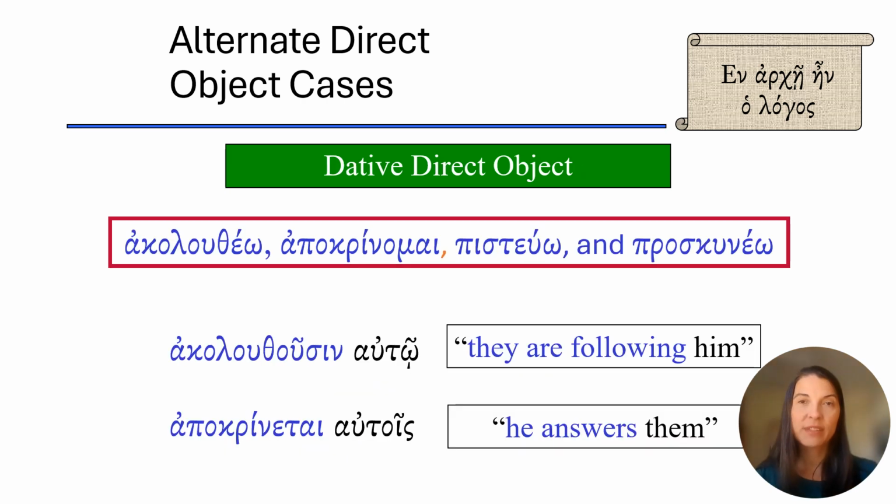Then there are some words that take the dative as their direct object. For example, akolutheo, apokrinomai, pisteuo, proskuneo. Akolouthousin auto, they are following him. Apokrinetai autois, he answers them. So these are words that are in the dative, and you can always tell from that iota subscript, even if you're not sure about the word, that it's in the dative singular. They are following him, and then apokrinetai autois, he answers them.